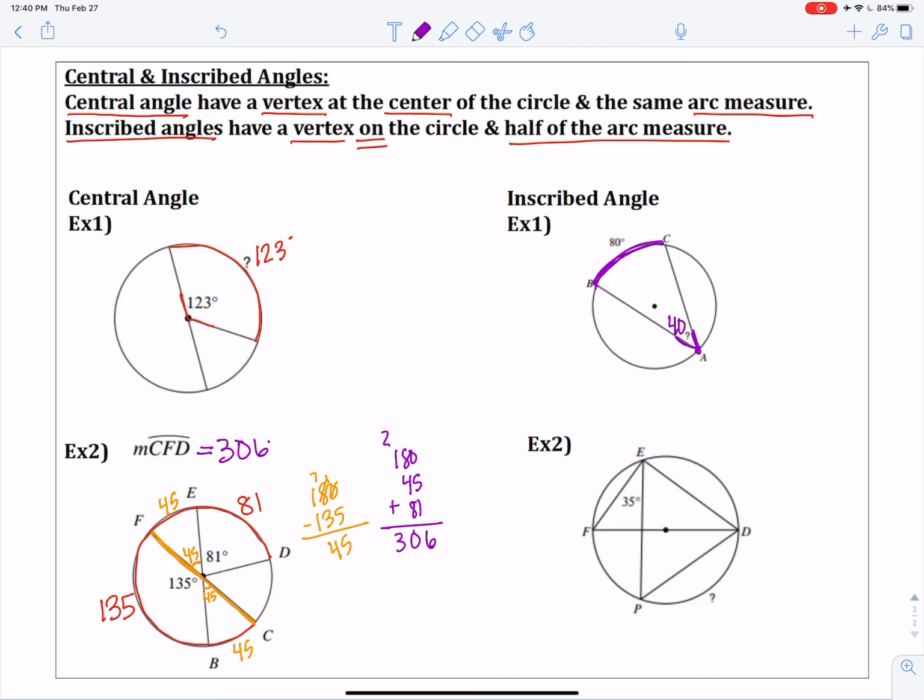In example number 2, we've got a little bit more going on. This angle right here is opening up to this arc FP. So FP is going to be twice this measure of FEP. So FEP is 35, so the arc FP is going to be 70. And then I know that FD is a diameter, so that's 180 degrees. So I know from here to here is 180. So I can say 180 and subtract this 70 that I found, and we get 110. So I know that the measure of the arc PD is 110.